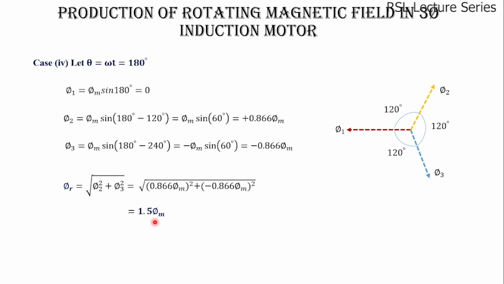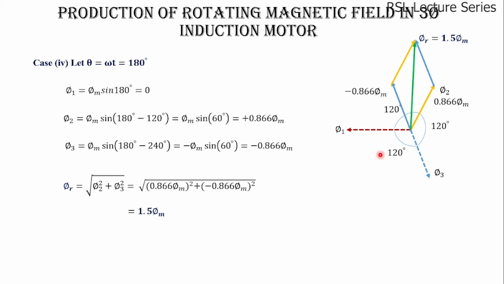Here phi 1 is 0, so we can neglect this. And then phi 2 is positive. So phi 2 positive means we have to draw along the same phi 2 direction. Okay, and then phi 3 is negative, so we have to draw in the opposite direction. Okay, so now the resultant vector. We have to draw this parallelogram, a line parallel to this one and a line parallel to this one. So now the resultant phi r gets shifted by another 60 degrees.